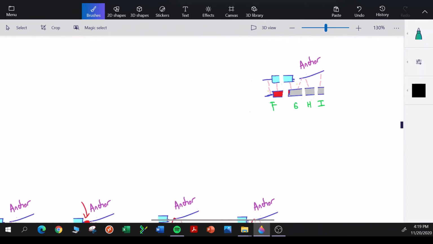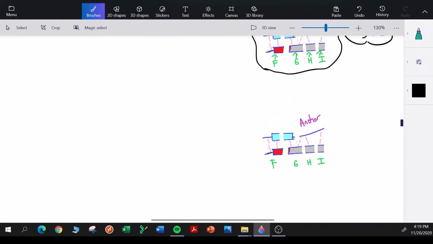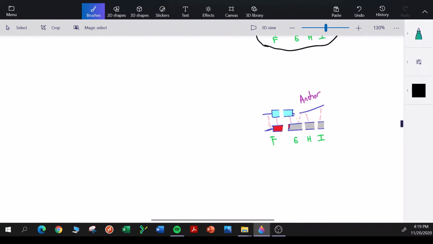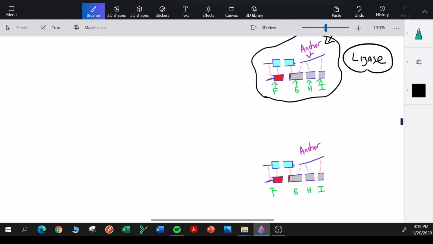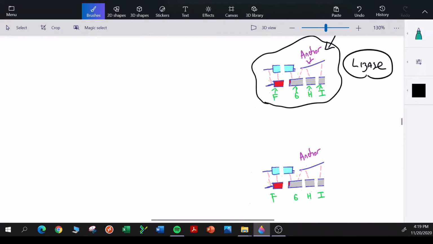Now, what did I want to do with this diagram here? Okay, yes. So we're interested in the anchor here, right? We're interested in identifying the segment A through I that interacts most frequently with the anchor. So when we add the ligase, let's look at this end of the anchor right here. We only need to look at one of the ends.